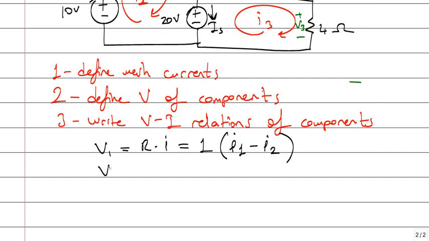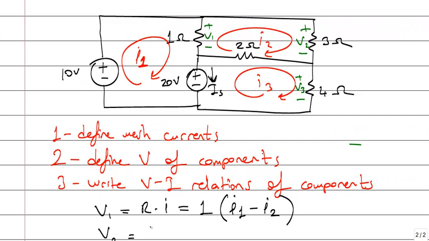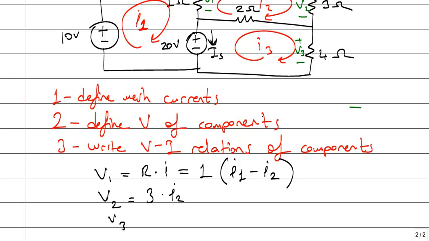And then what's V2? Can you help me? V2 is this 3 ohms times the current on it. There is only one mesh current, I2. And what's V3? Resistance times the current on it. If there is only one current, I will write directly. If there are 2 currents, there can be 2 currents at most, I will add the supporting current, I will subtract the opposing currents.